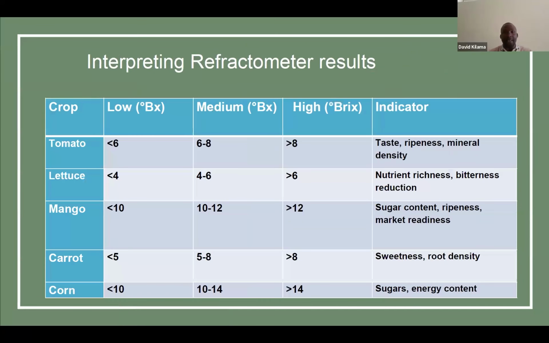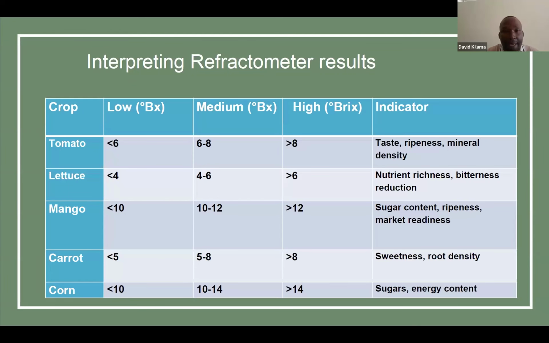For example, this reading is approximately 10 or slightly above 10. What does it translate to? We have scientists who have developed index readings for most of the crops that we have. This is a sample table that I picked to help us understand the Brix reading. For example, tomatoes. If the refractometer gives you less than 6 Brix, it means it is low in nutrients. Then the nutrient density in that tomato is low.